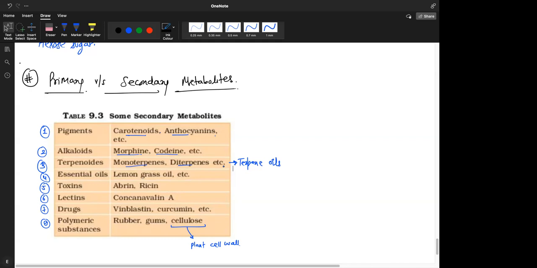Okay. And last point, secondary metabolites are very useful to human welfare. Secondary metabolites are very useful to human welfare and also have ecological importance. Is it clear, Aisha, Neeram? Yes.